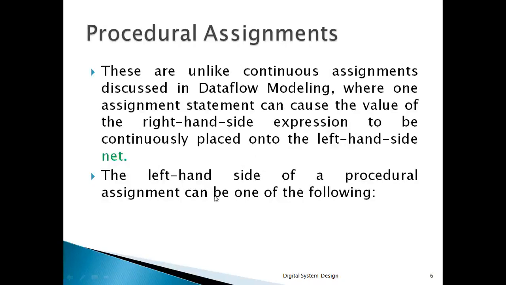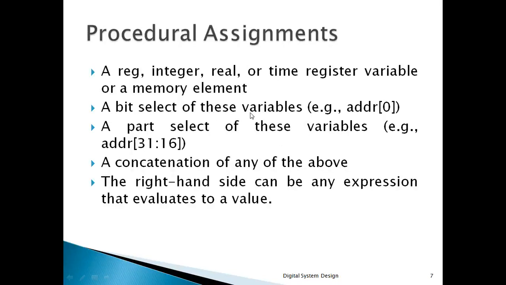Now the left hand side of a procedural assignment can be a bit select of these variables, such as for example address[0], a part select of any variable. Here you can see that we have selected a part of a variable, or a concatenation of any of the above. Now the right hand side of any procedural assignment can be any expression that evaluates to a value.